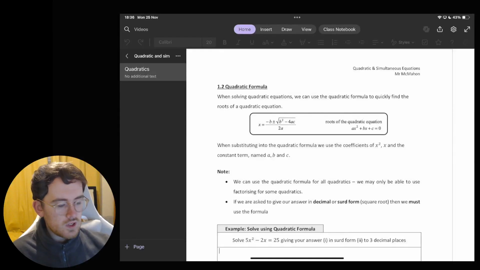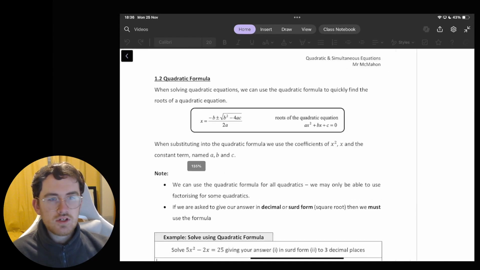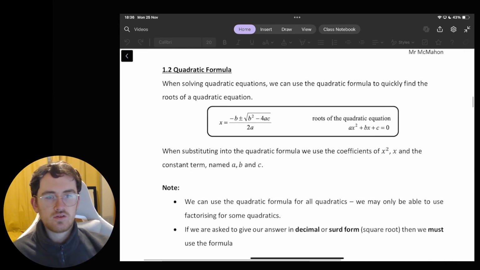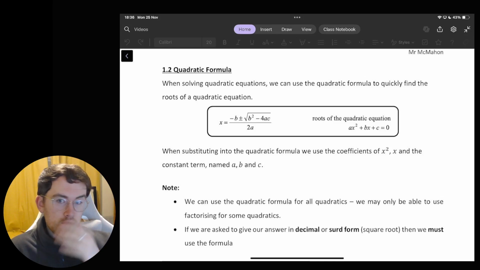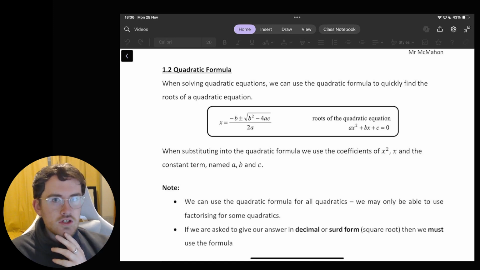Okay, so what we're looking at are quadratics. We are going to look at using what we call the quadratic formula. Sometimes people call it the minus b formula, just because of the minus b at the start. But quadratic formula is the more technical name that we would use. And the quadratic formula can be used with any quadratic that you encounter.